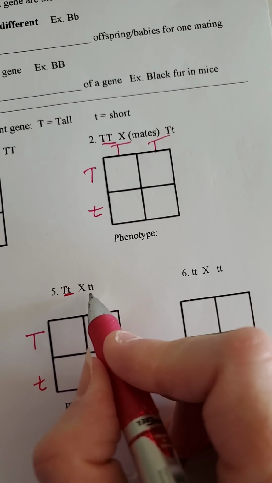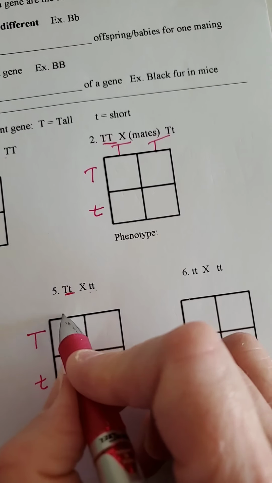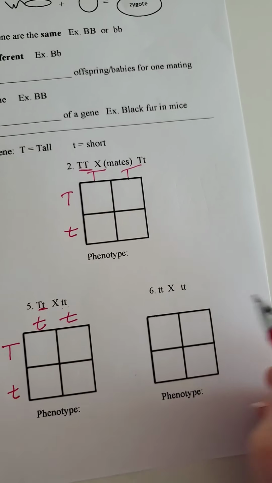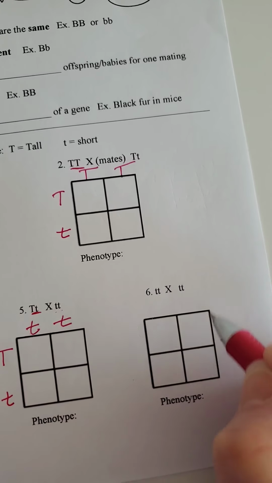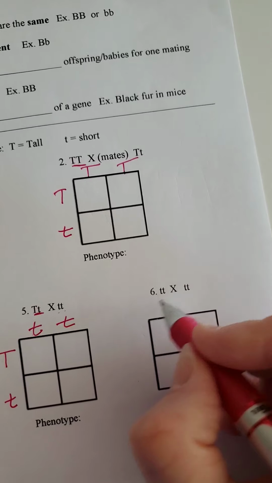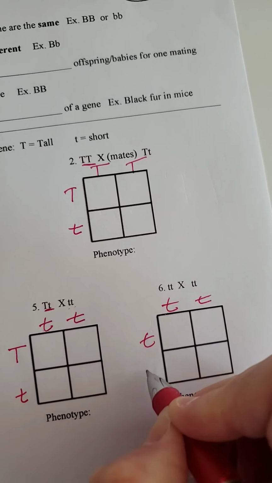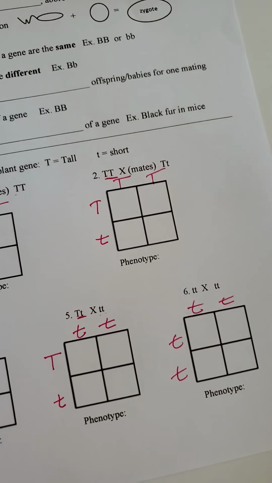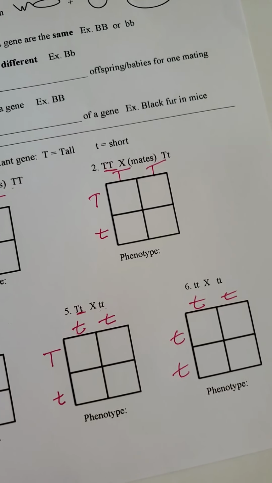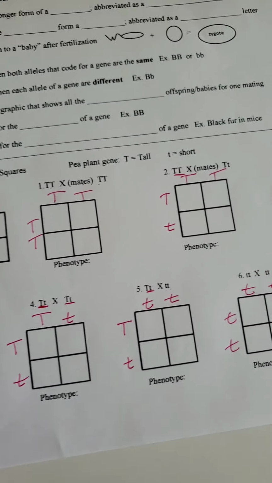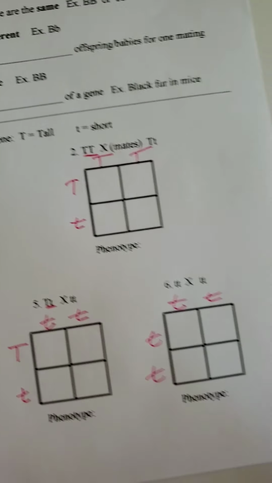Then this other parent has two little t's, and that parent's going to go on the top of the box. Setting up this last Punnett square is easy because it's all lowercase. So they're all lowercase t's. Now I have to figure out, how do I solve this Punnett square? All right, so we're going to do this last one.